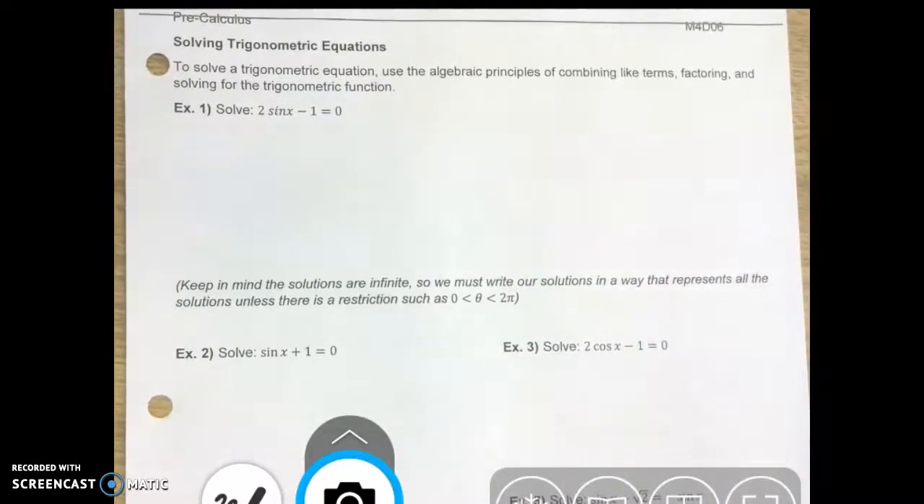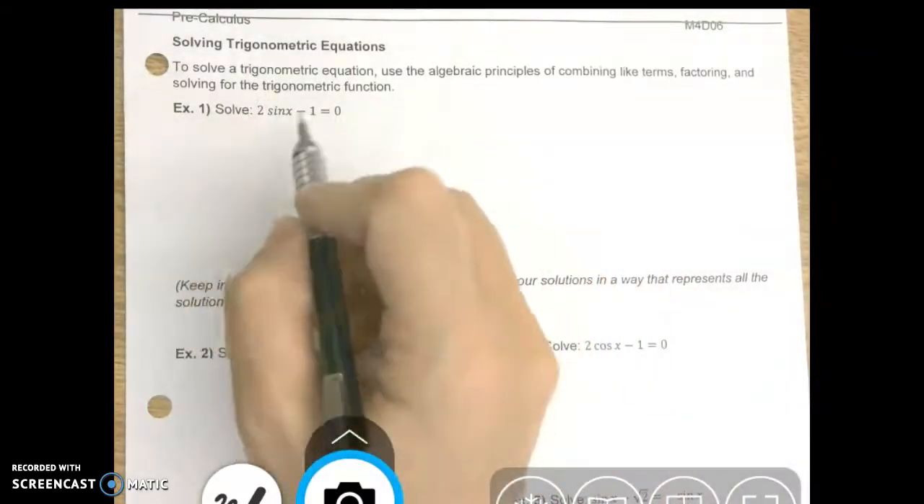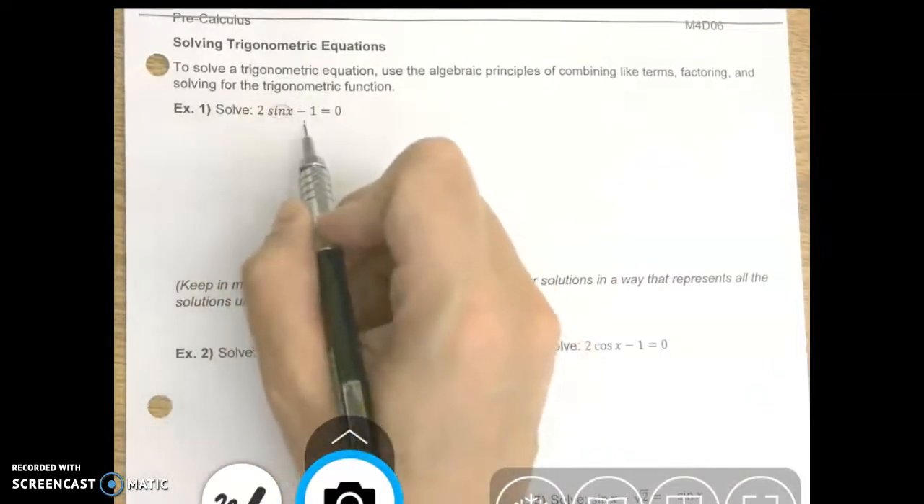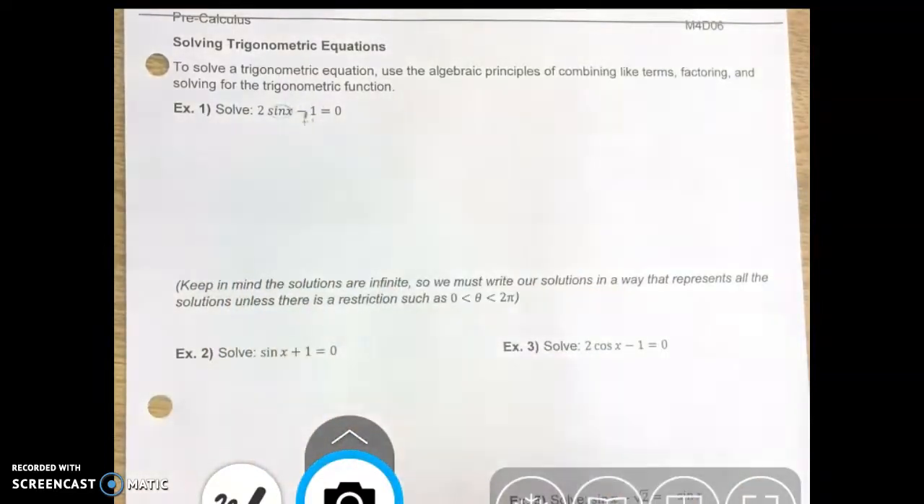Okay, today is the first day of solving trigonometric equations. To solve the equation, we want to use the algebraic principles. We want to combine like terms, possibly factor, and then solve for the trig function. As with any solving, we want to isolate the variable. So in this case, we would add 1 to both sides.